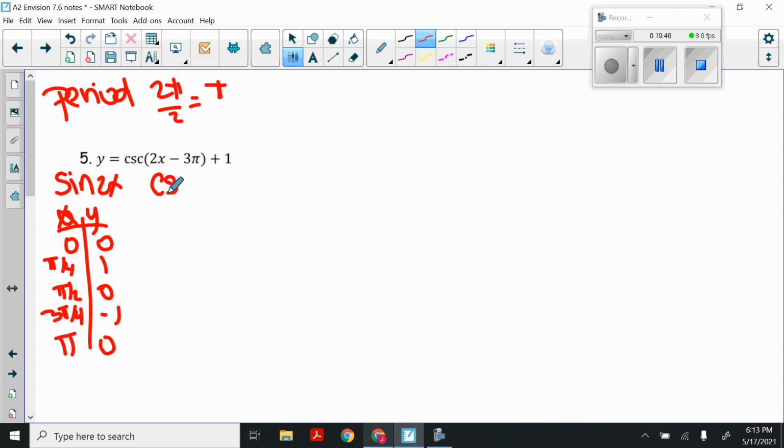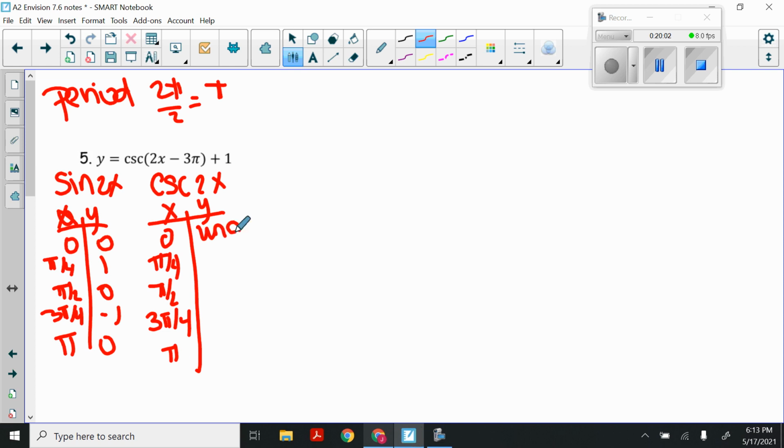So then the cosecant of 2x, using the same x's, 0, pi over 4, pi over 2, 3 pi over 4, and pi. So now I'm just flipping all of these. So 1 over 0, undefined. This is an asymptote. 1 over 1 is 1. 1 over 0, undefined again. Negative 1, undefined.